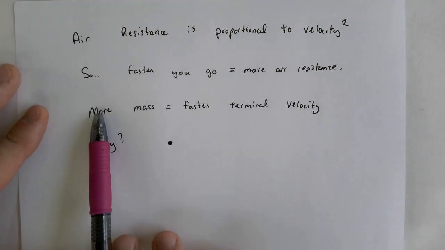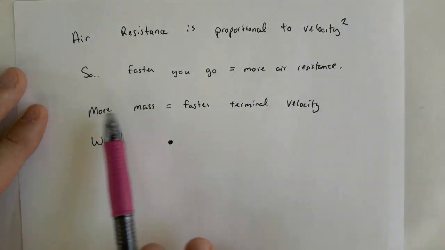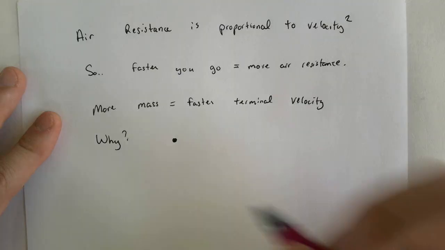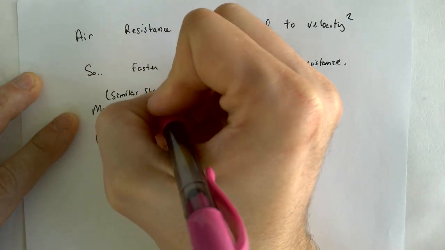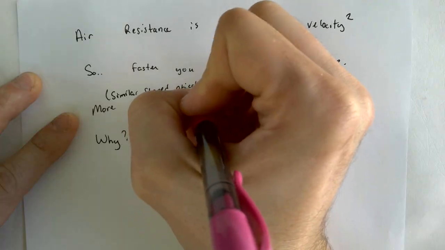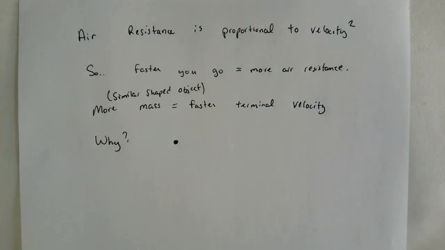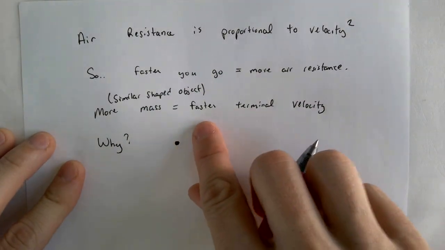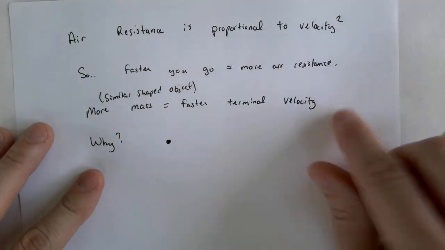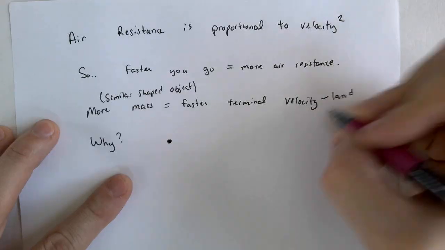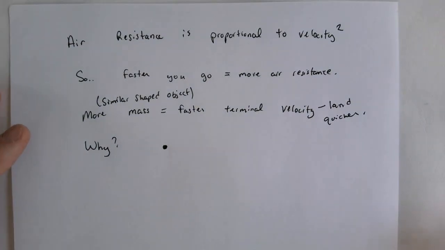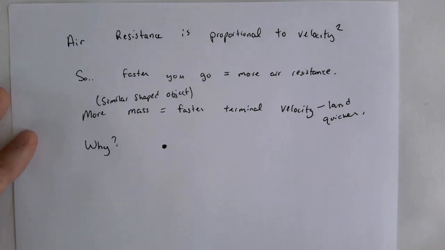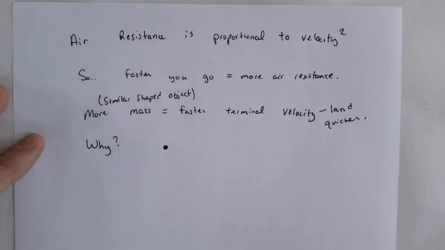All right. The other thing that AICE cares about is if you have more mass with a similar shaped object, as long as it is a similar shaped object. For instance, if you have two balls and one's a bowling ball and one's a basketball, the thing with more mass will have a faster terminal velocity, which means it will land quicker because it will end up going faster in the long run than the basketball would. But why is that? Why is that?